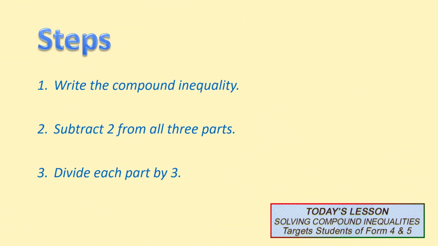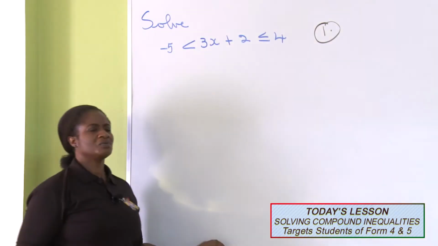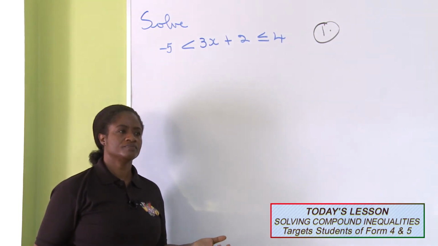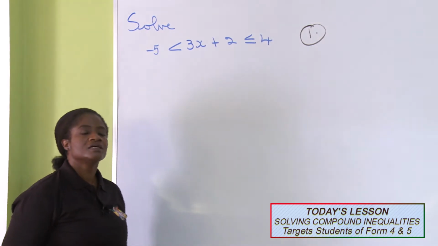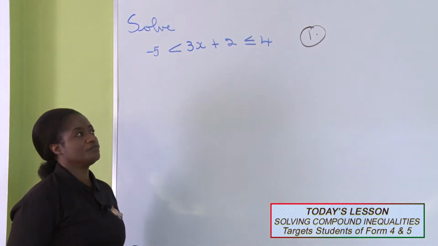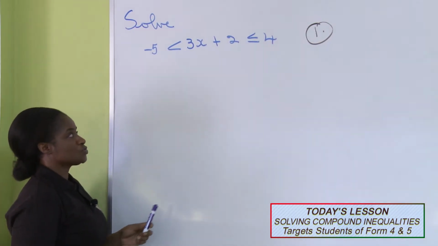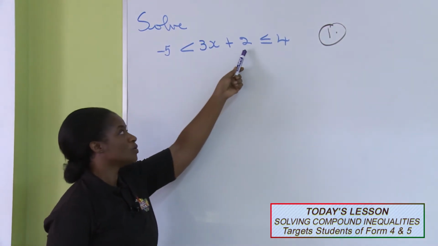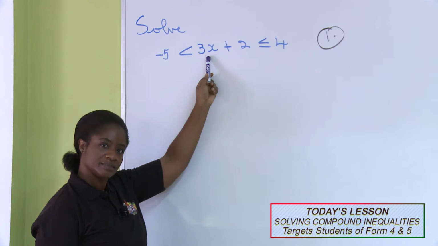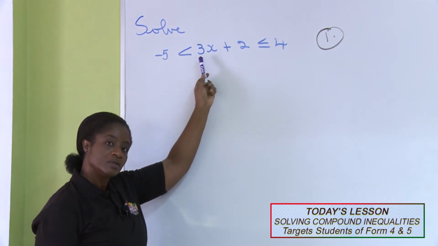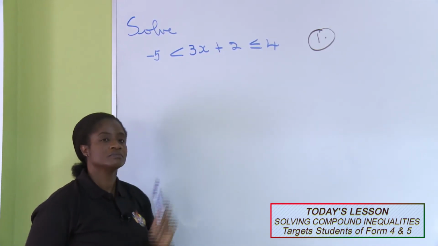Step number two, subtract 2 from all three parts. Why are we subtracting 2? At this point, I must say that some students are often confused as to which number goes first when solving an expression like this for X. Is it the 3 or is it the 2?